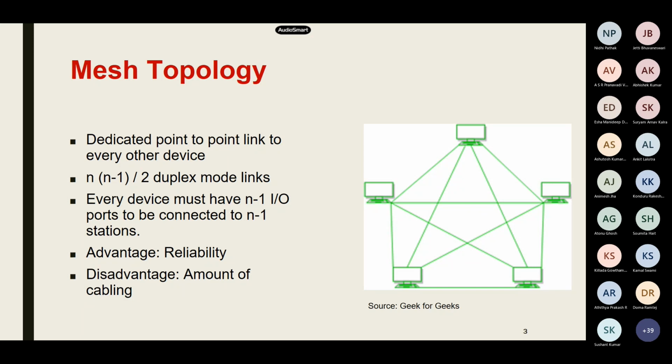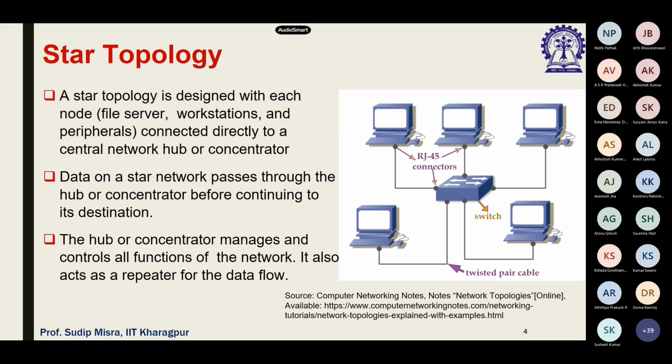So reliability of communication is enhanced with the help of mesh topology, but the downside is that the amount of cabling that is required is more. Now, there are a few other very popular topologies also. For example, there is something called the star topology. The star topology geometrically looks like a star, right?